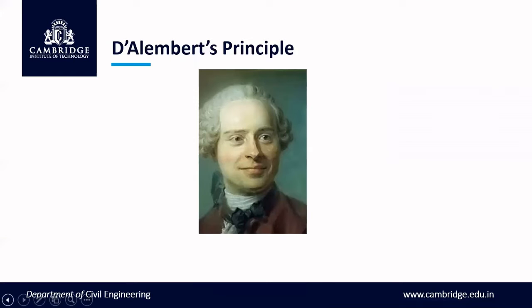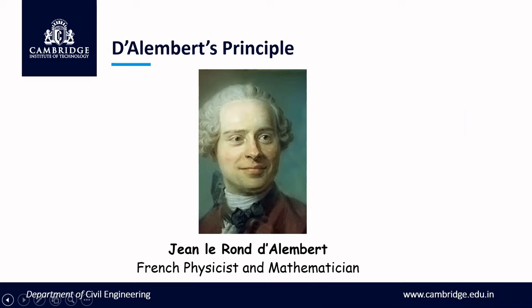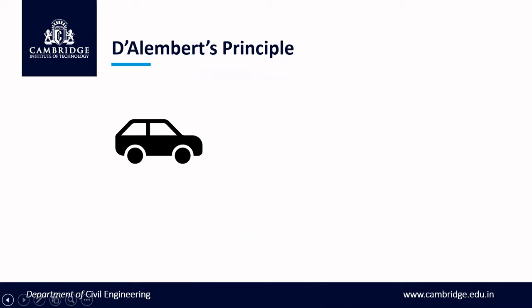So this person is D'Alembert, whose full name was Jean Le Rond d'Alembert, who was a French physicist and a mathematician. So what did he think of? So let's understand that by taking a small example. What if your car is broken down and you're trying to push it?